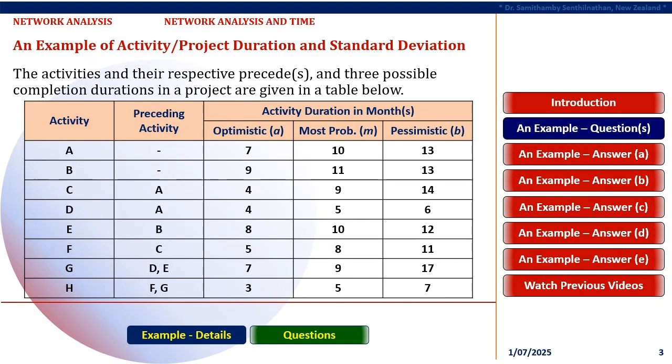Here, an example is given for a project with its relevant activities, their respective precedes, and 3 possible completion durations in a project in a table. In the table, first column represents the activities of the project, and the second column has their respective preceding activity or activities. The rest of the columns have information of 3 types of completion durations for every activity. They are optimistic duration, known as A, most probable duration, known as M, and pessimistic duration, known as B. Also note that all durations are given in months.